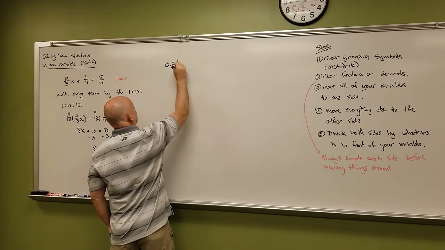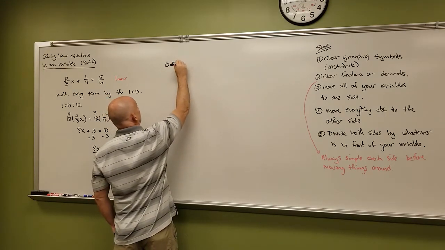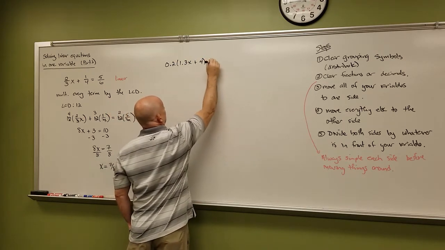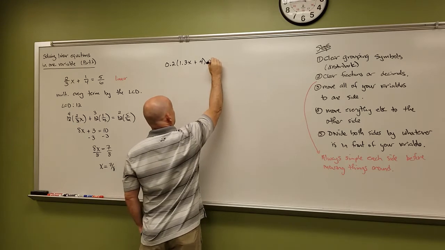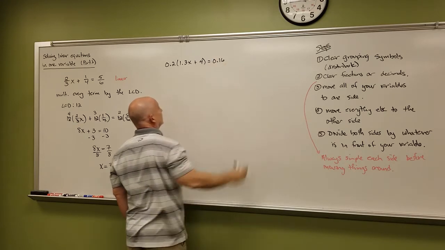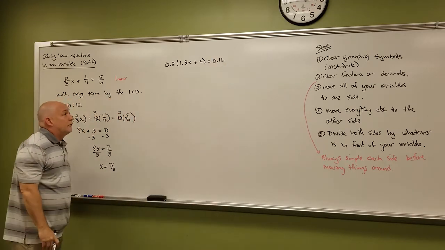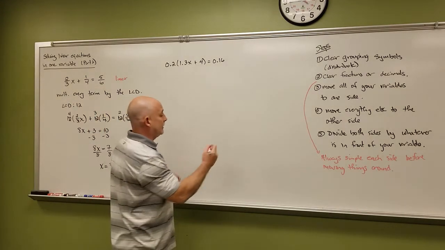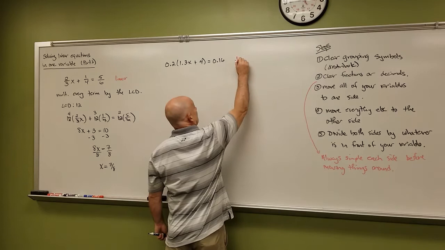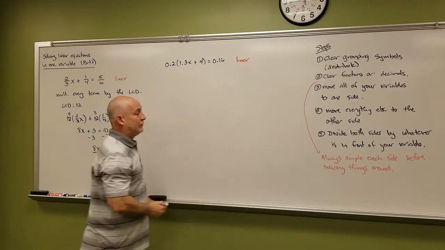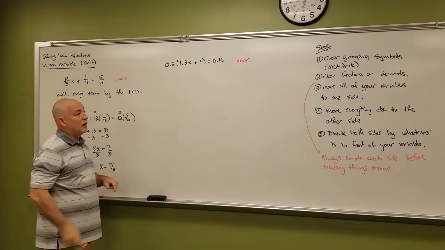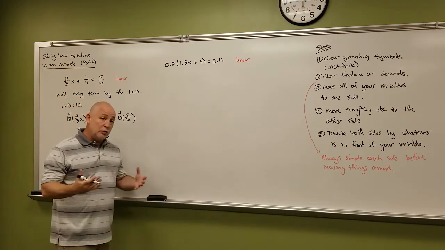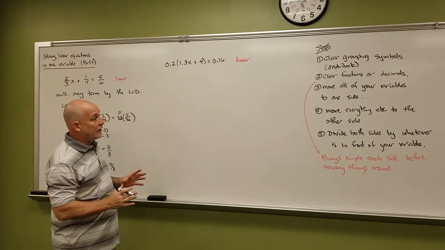Let's see, 0.2 times 1.3x plus 4 is equal to 0.16. All right, so again, before you would do anything, you'd classify this and say, hey, that thing right there is a linear equation. The reason we do that is because now we know that these steps over here will solve the problem for us. Step 1 says clear grouping symbols, which you could do here. There's actually nothing wrong with that at all.